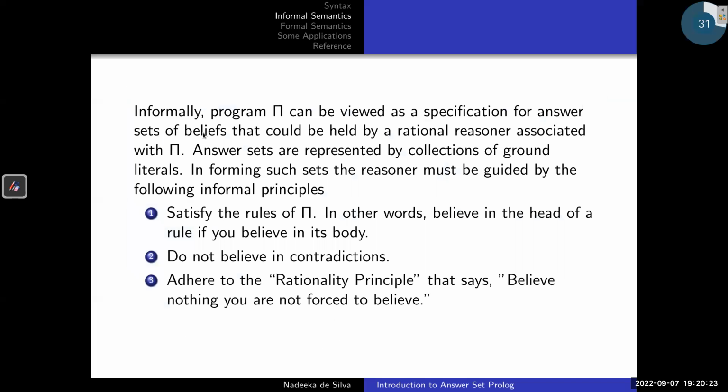Now I will go and describe the informal semantics. So here we say if a program is given, we associate that program with an answer set. This answer set is the conclusions a rational believer will come to if he believes in all the rules of the program.